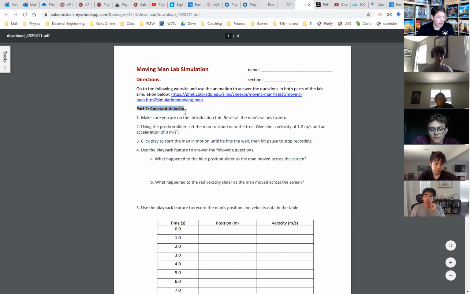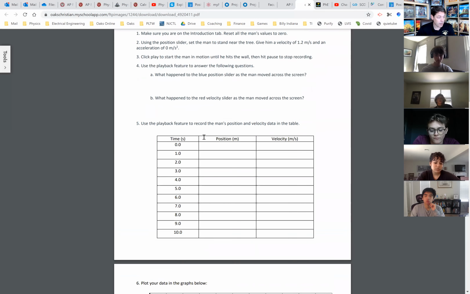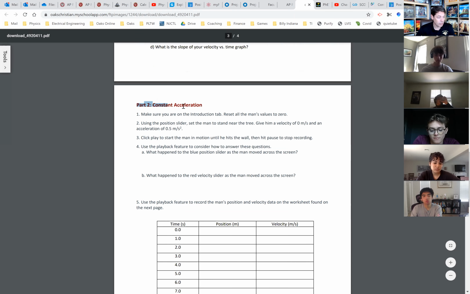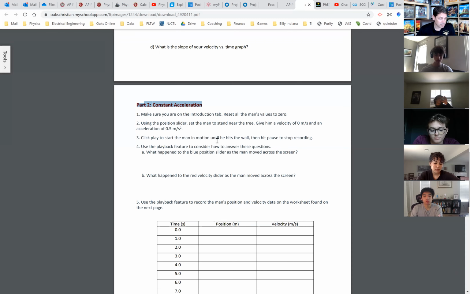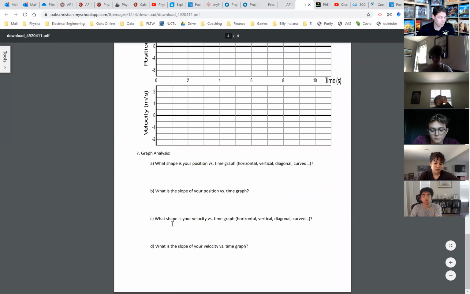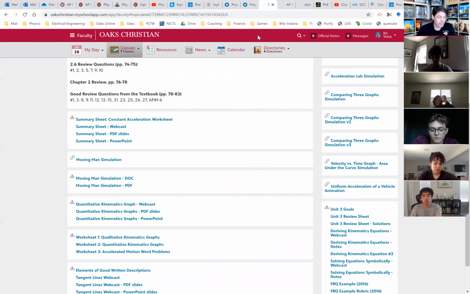The first part, constant velocity, is basically what you just took a test over. So this first part should be a review. You read the directions, fill in the table, draw some graphs, answer some questions. Pretty straightforward. Then you get into part 2, which is now with constant acceleration, which is the new stuff we're learning. It tells you the settings, asks you some questions, you fill in the table, you fill in the graphs, you answer some questions, and you're good to go. All right, so that is the one that's actually due Thursday of the 3 assignments, the Moving Man.